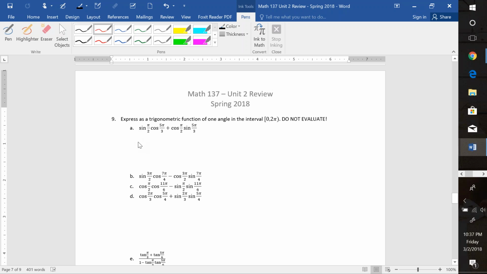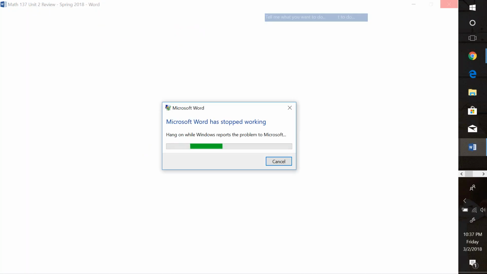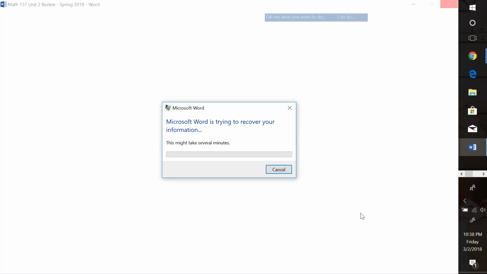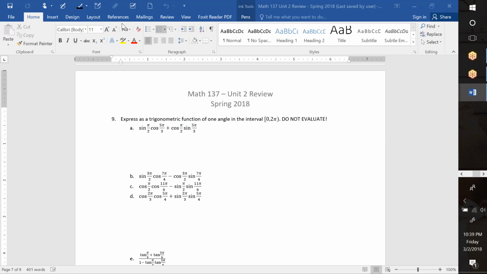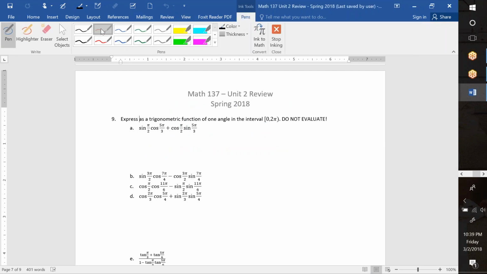So this is going to be, my ink's not wanting to work, hang on just a second. There we go. This will be sine of the two angles added together. Uh-oh. Okay, my word was just being really funny there for a second. But we decided that this was sine of an addition of two angles.